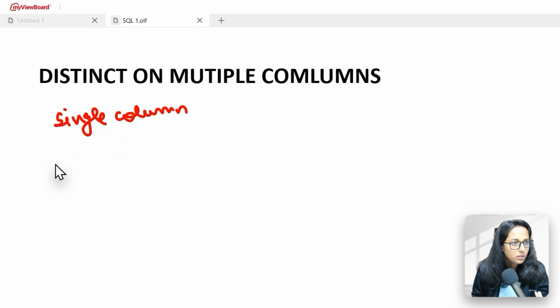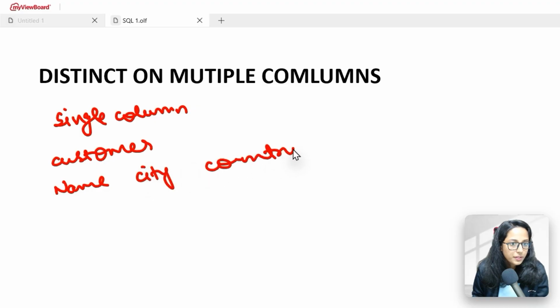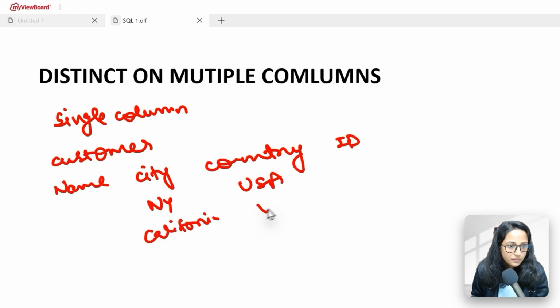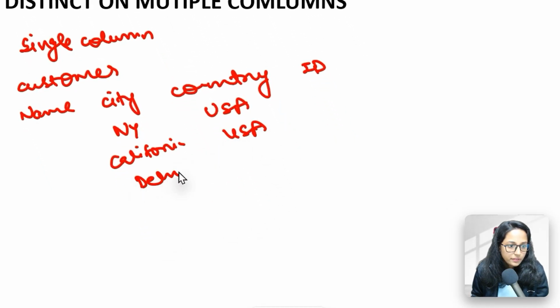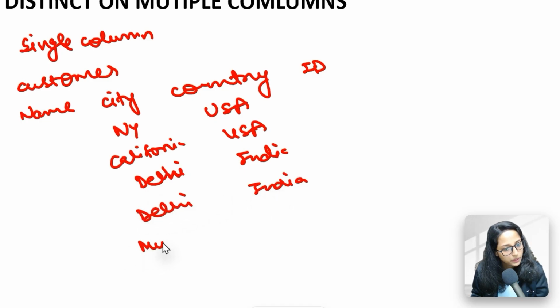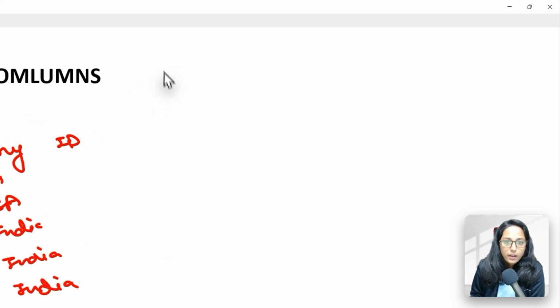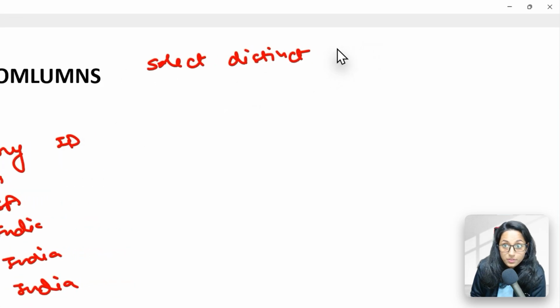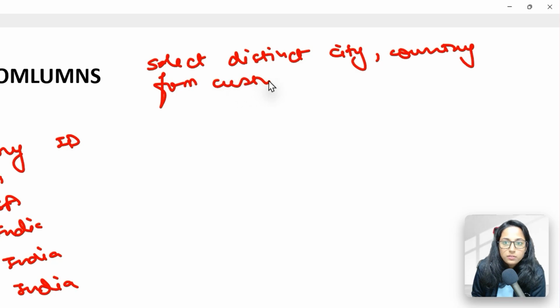For example, same example, if we take customer, you saw, right? We have name, city, country, and let's say customer ID. So for example, I have New York as a city and country as USA. I have California as a city and USA. I have Delhi as a city and India. And then again Delhi, India, Mumbai, India. So in this case, if I write select distinct, now I will use multiple columns, so I will use city and country from my customers table.